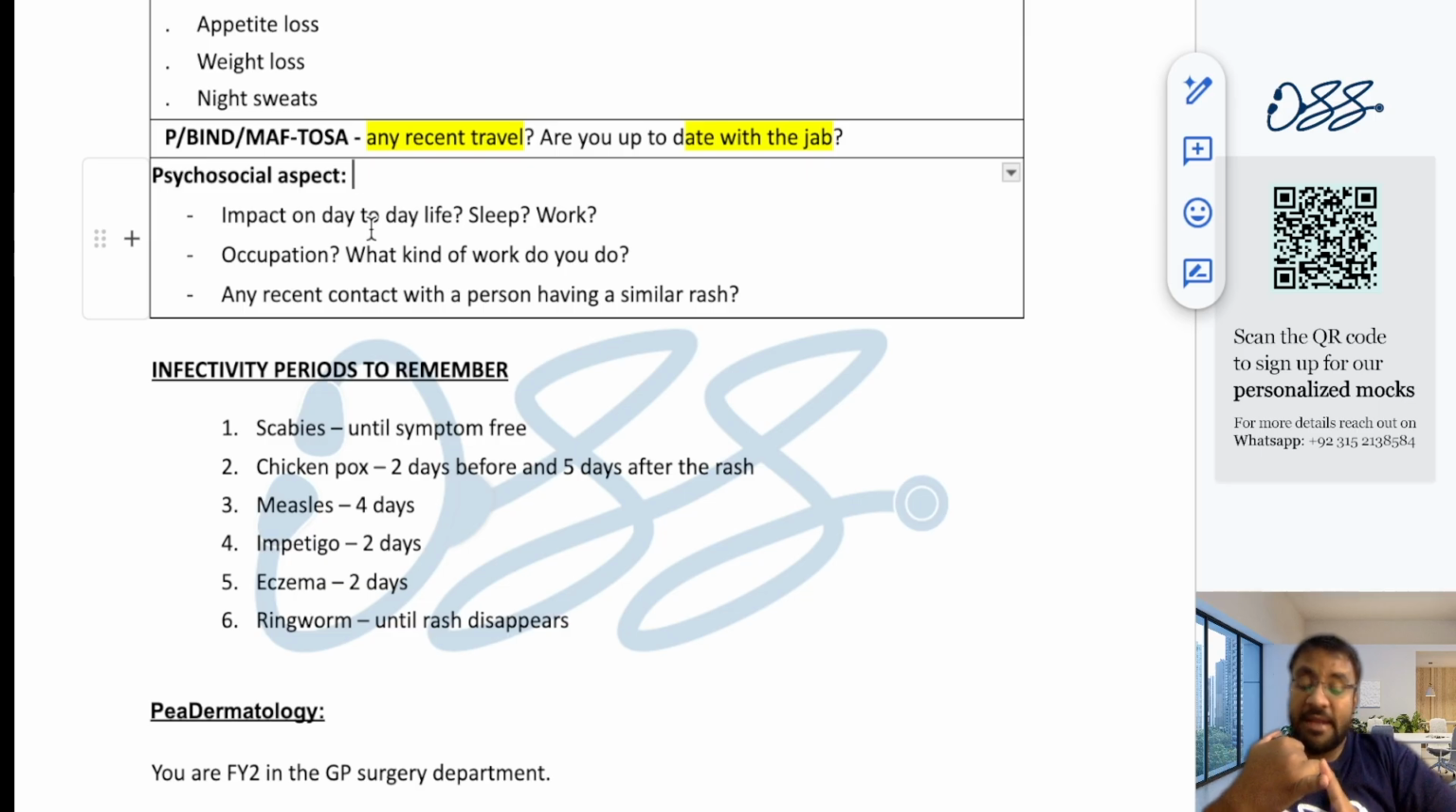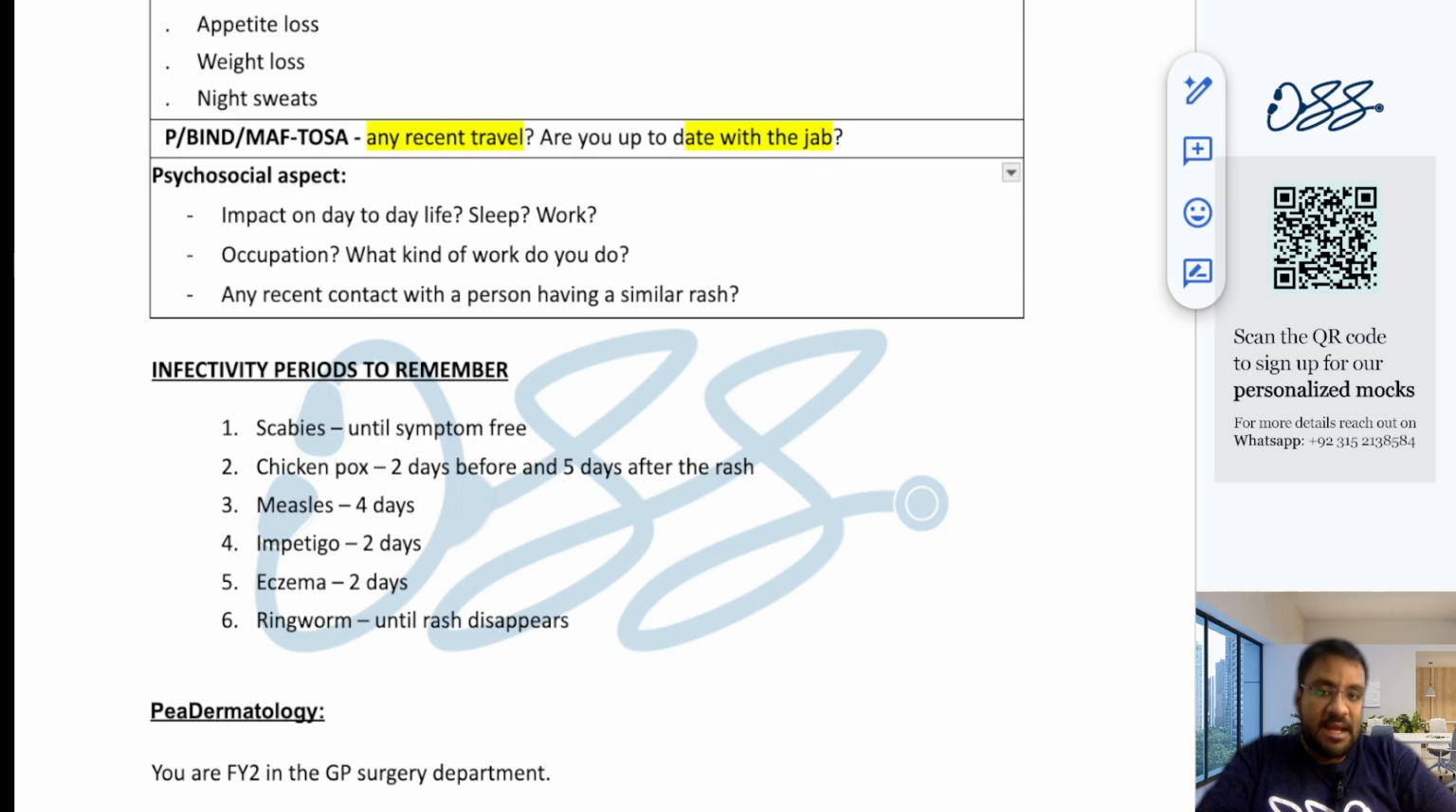The impact on day-to-day life. Are you able to sleep properly? Are you able to go to work? Why? Because just imagine somebody is having a rash on the skin. Somebody may be having a rash on the face. It may be very embarrassing for them to go out in public. They may not be able to work because of that. Number one.